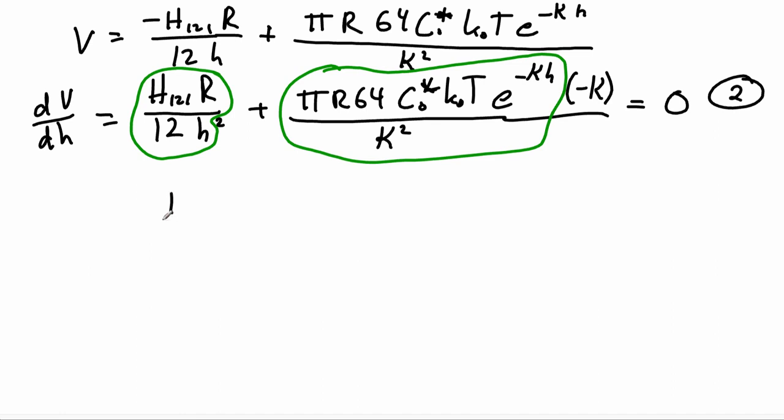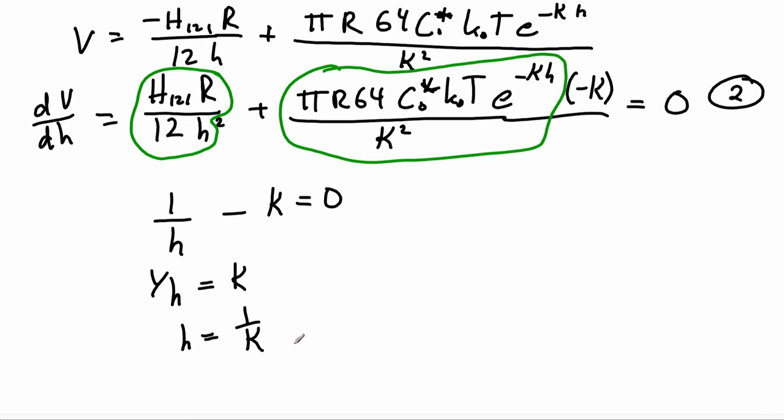So then we can write that we have 1 over h here, and here we have a minus kappa, and that's all equal to 0. So if we solve for h, we can say 1 over h is equal to kappa, or h is equal to 1 over kappa. And remember, kappa is the inverse Debye length. And so we could just rewrite this if we wanted to as h is equal to the Debye length.